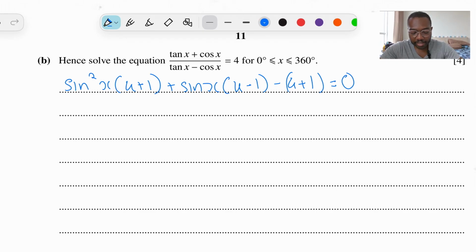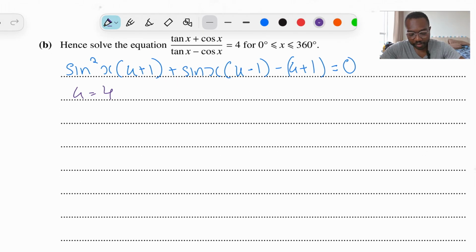We're told that in this case, we have 4. Now, in the previous question, it was equal to k. Now it's equal to 4, which means that k is equal to 4 in this question. So because k is equal to 4, we can just substitute that in. And what do we get? Well, if k is equal to 4, we would end up with 5 sine squared x plus 3 sine x, and then we would get minus 5, and that is equal to 0.